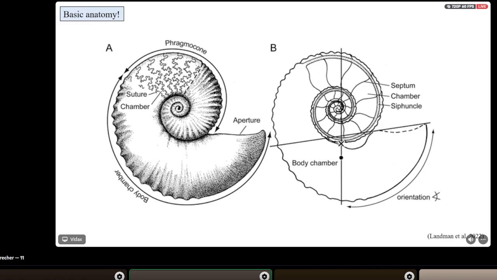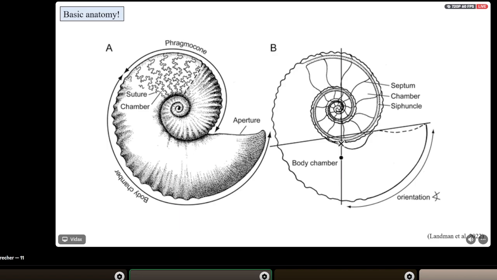And at the end, the biggest chamber, that's called the body chamber, that's where the soft body of the animal is. And at the end of the body chamber, there is an aperture, or the opening where the animal would fit through. So that's what you usually find. You just find a shell.